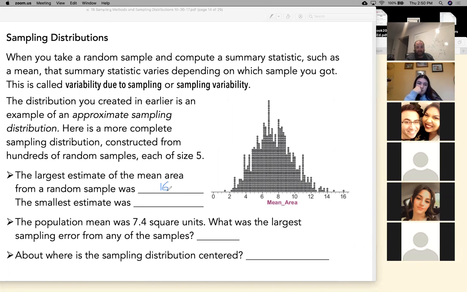What was the smallest estimate, by the way? About one. It looks like a 1.4, we'll say. It's a little under 1.4. The population mean was 7.4. What was the largest sampling error from any of the samples? What was the largest sampling error?